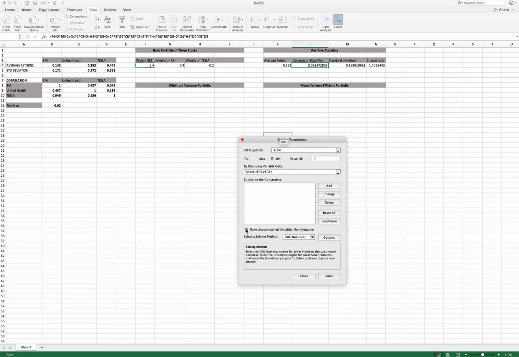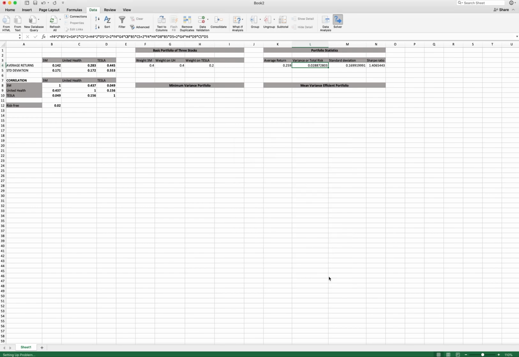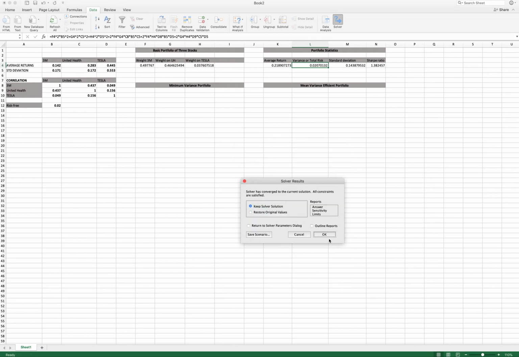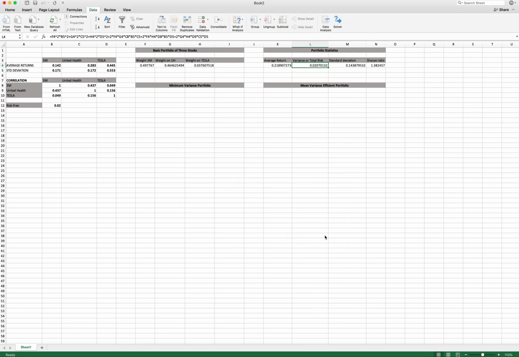I'm going to uncheck that box so that I can allow shorting and variables to be negative, right? The weight can be negative. And then I simply click solve. Okay, let's look at my solution. So now I have a portfolio with 49% on 3M, 46% on United Health, and only 3.7% on Tesla. And my risk has come down, right? My standard deviation, if you look here, is only 14.3.